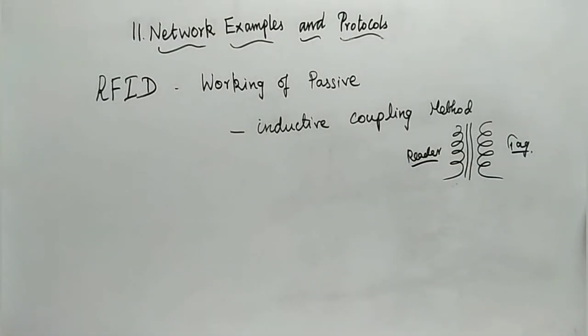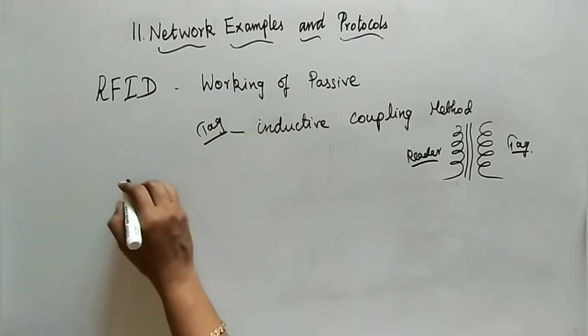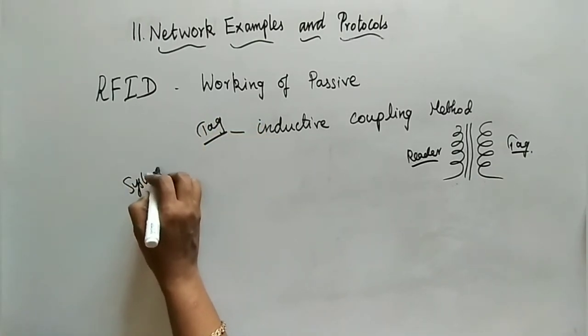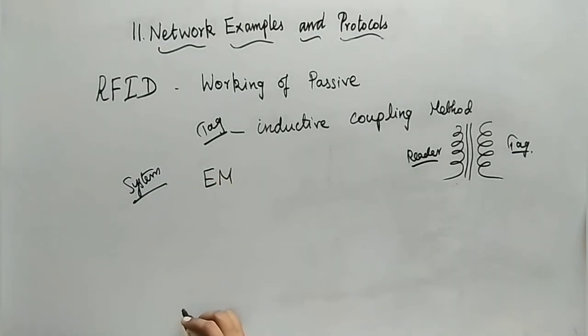Well, how is the tag going to get the energy or the power? Yes, the RFID tag gets power from the reader by means of the inductive coupling process. So the passive RFID system is going to use this. This is your tag. How is the tag going to get the power? How is the system going to get the power? Yes, by means of the EM method, that is, electromagnetic waves.